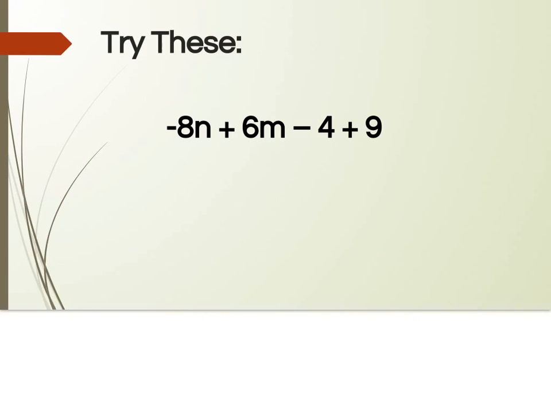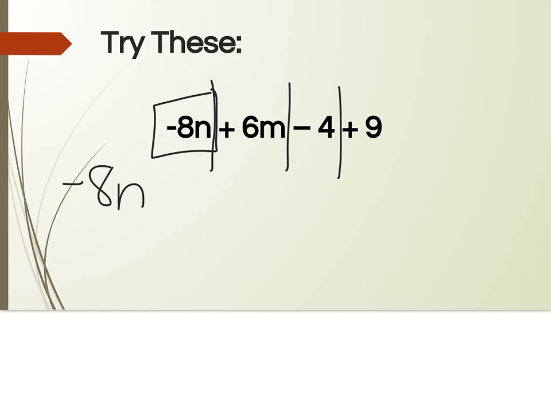Last one. Negative 8n plus 6m minus 4 plus 9. You have a negative 8n, a positive 6m, a negative 4, and a positive 9. The negative 8n does not have any other n's to combine with, so it's just that one. And the positive 6m does not have any other m's to combine with, so it's just that one.